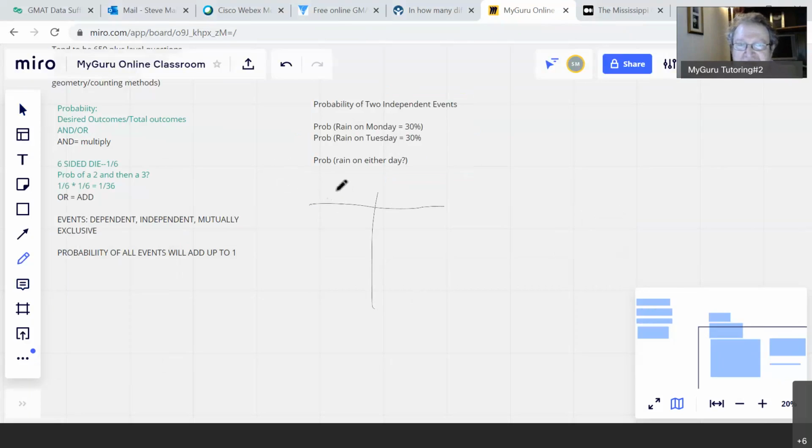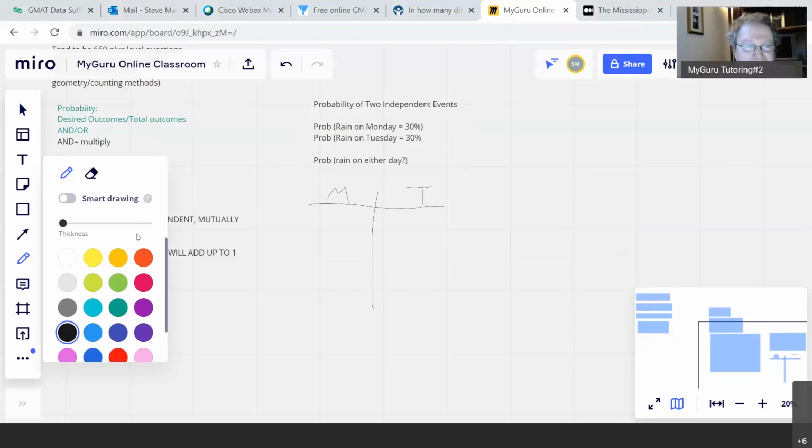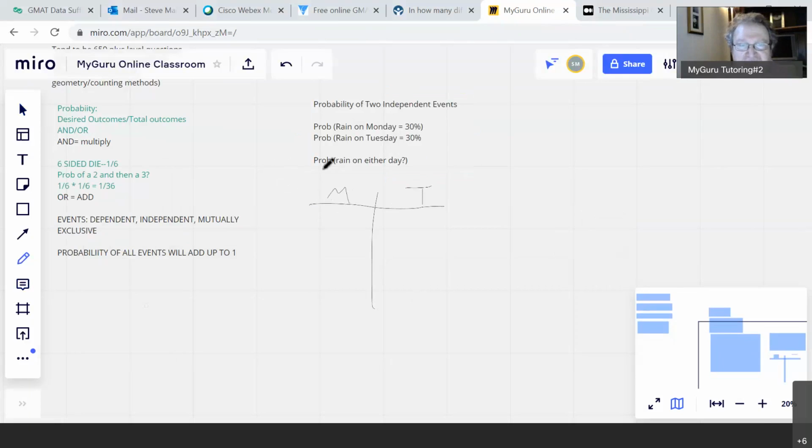All right. So you've got Monday, you've got Tuesday. The probability of rain on that first day is 30%. Probability of rain on that second day is 30%. What's the probability of rain on either day?